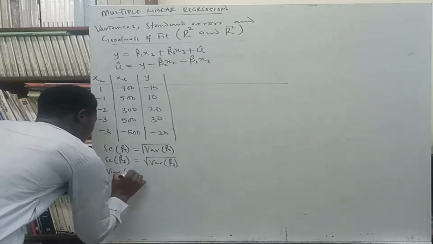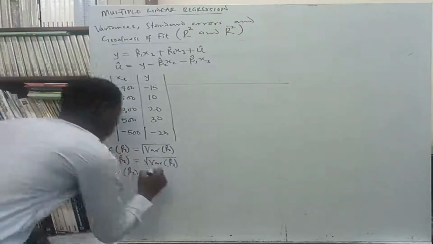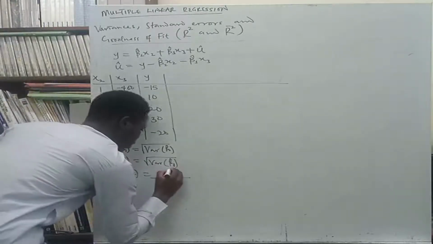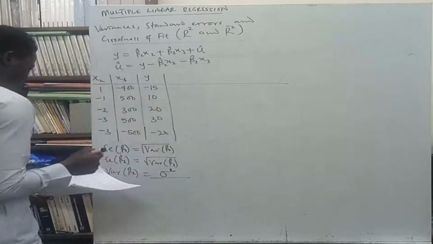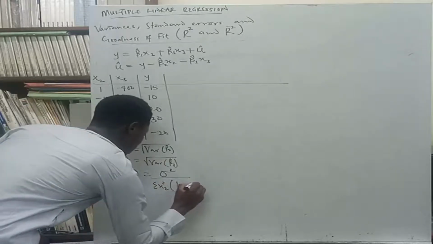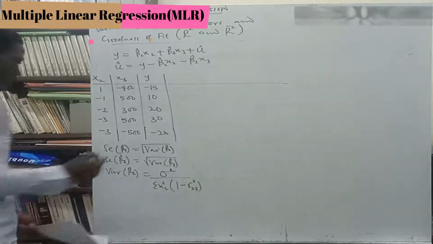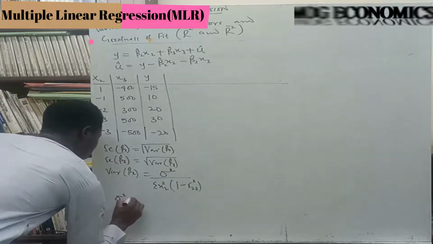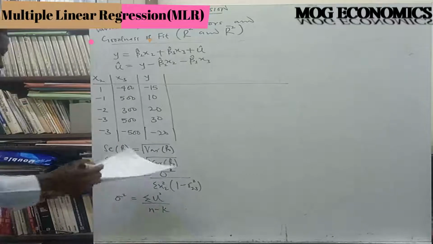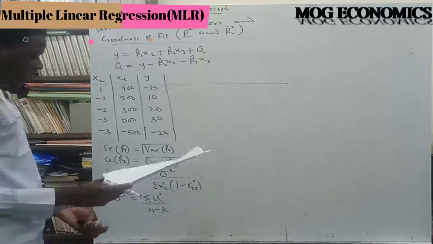The variance for beta 2 hat is equal to the variance of the residual, all over summation x2 squared into 1 minus r23 squared. So what are the things we need here? We need to get this: summation u squared over n minus k. And don't forget I said n minus k is the degree of freedom.